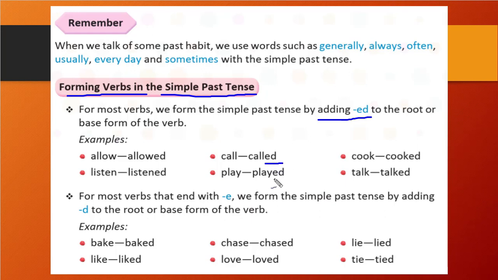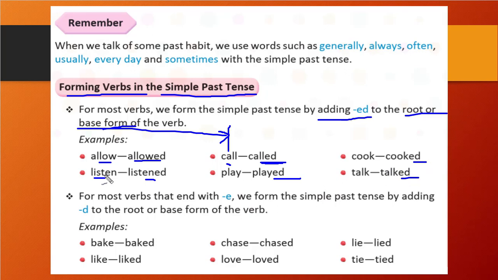Here also we have added ed. In every example you can see, allow will become allowed. We call this the base form, okay, that is our base form. Right? Root form or base form, this one, and this is our past tense form. So you can see the example: base form is allow and past form is allowed. Same with listen, listened, call, called, play, played, cook, cooked, talk, talked.